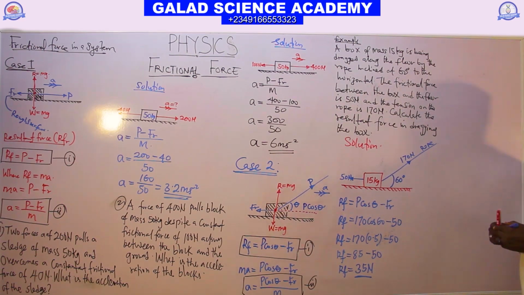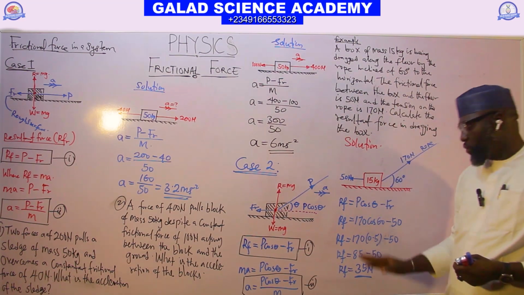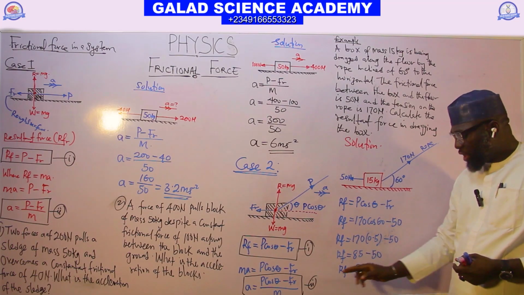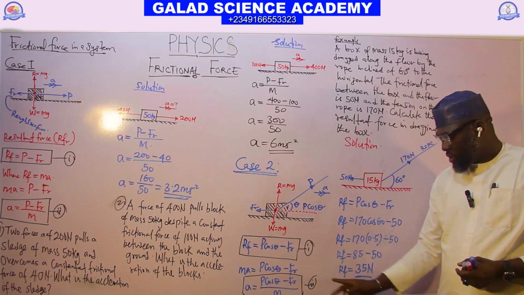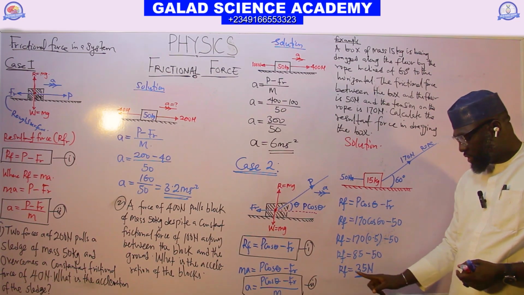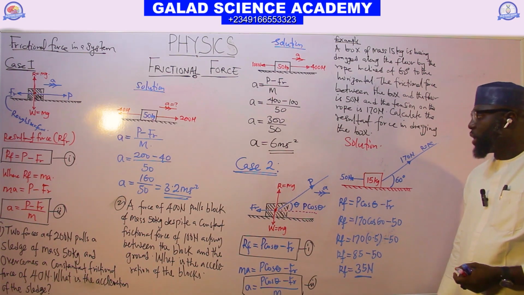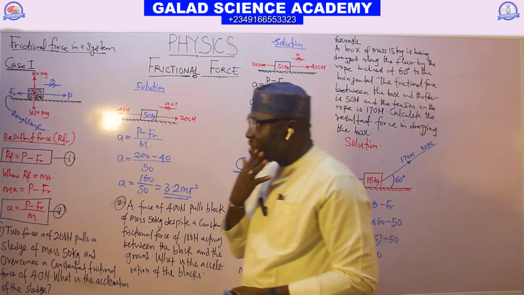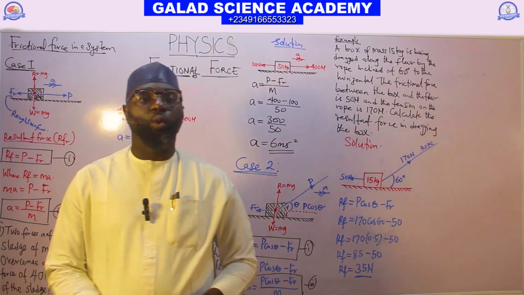You can see that in this question we are asked to find the resultant force, not the acceleration. To find acceleration, you just put ma equal to 35, and you get your final answer. So the next thing that we are going to do now is move to case 3.